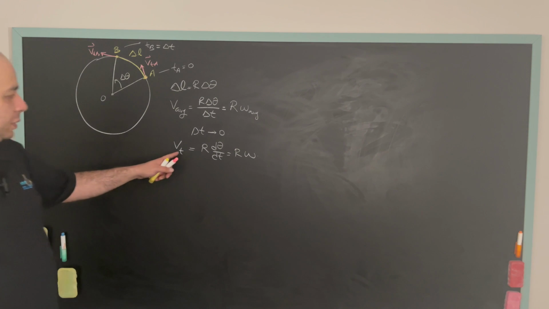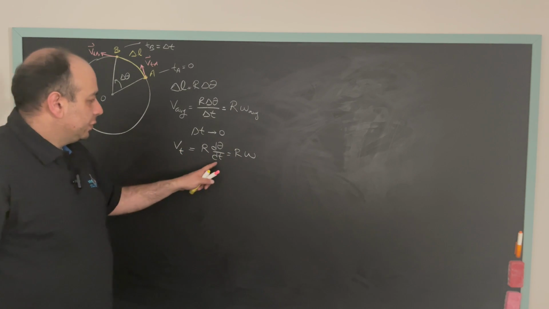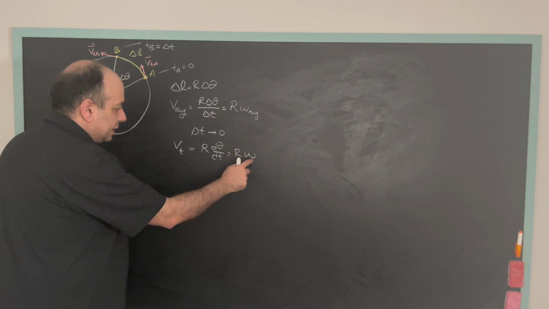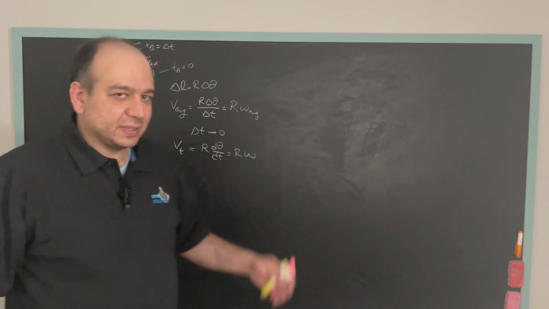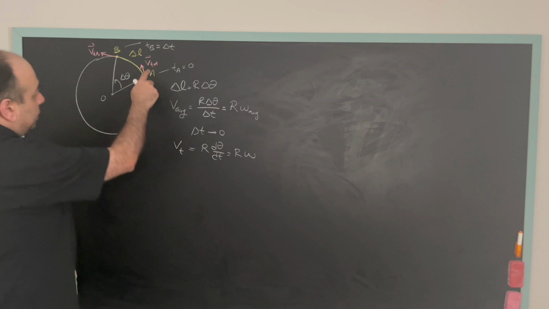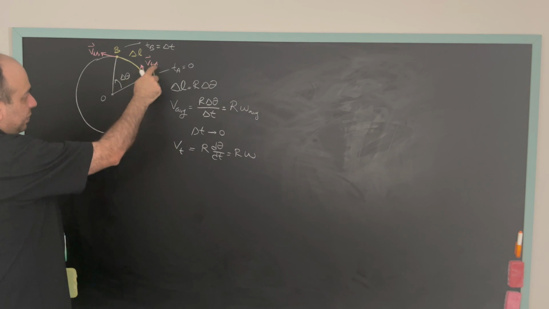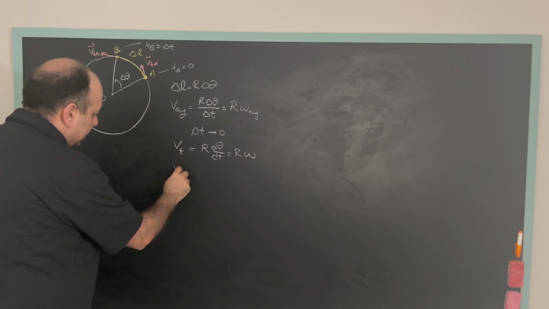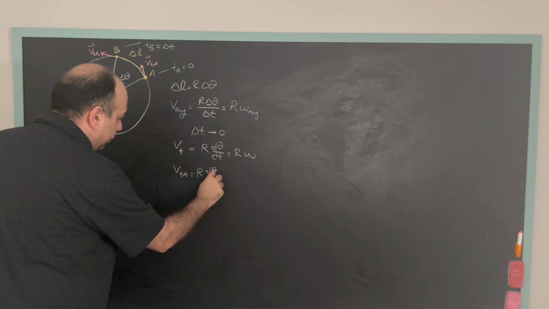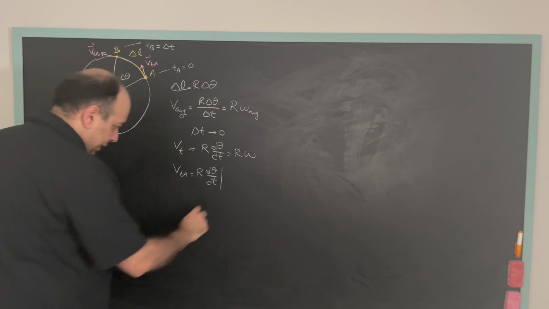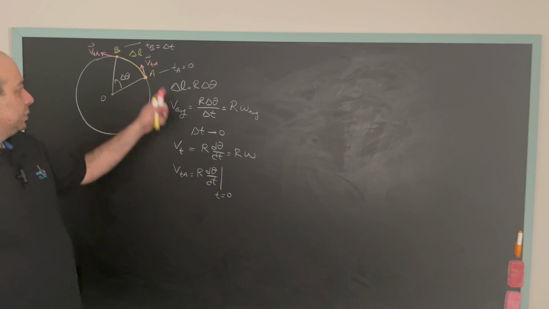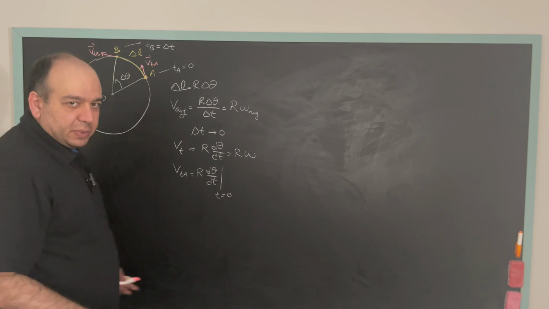So if you want to use instantaneous quantities here, you simply take the derivative. d theta over dt is my omega at any given time t, which is the angular speed. So if I want to know, for example, the tangential speed at point A, this is R times d theta over dt. I need to calculate this derivative at t equal to 0, because I know that when t is equal to 0, I'm at point A. This is simply what you do.